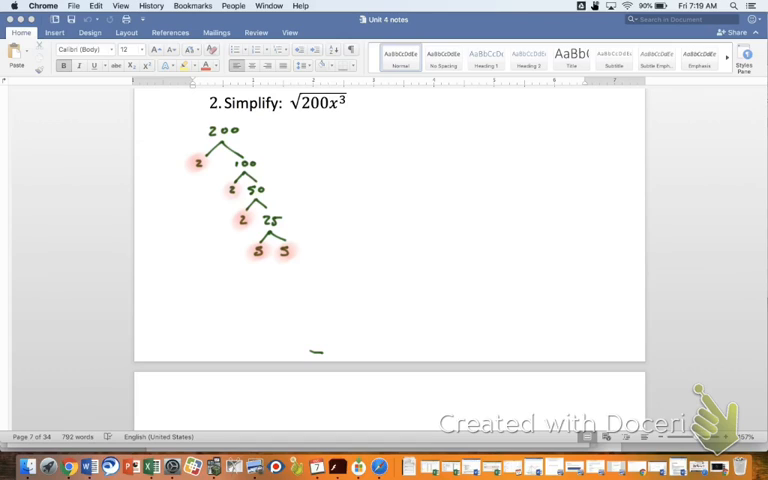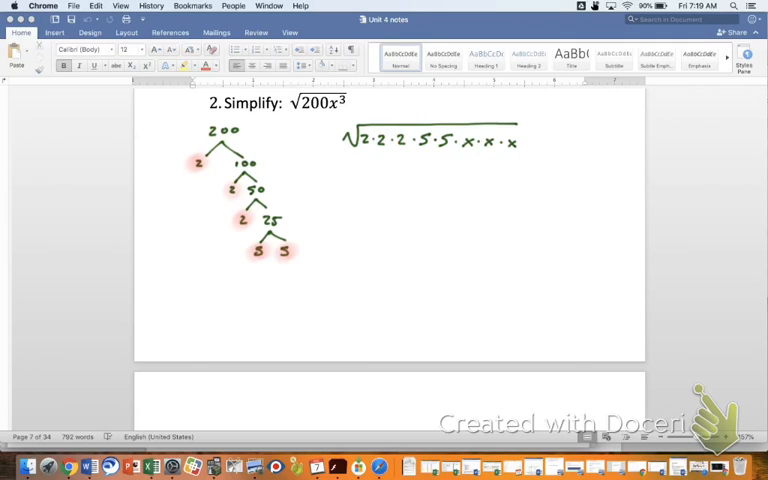Okay, so remember, what we're going to do is use this now to help us simplify this radical. So the square root of 200x cubed could be rewritten as the square root of 2 times 2 times 2. There's 3 of the 2's, and then there's 2 5's. So times 5 times 5. And then the x cubed. Well, x cubed, of course, is just x times itself 3 times. So it would be times x times x times x.